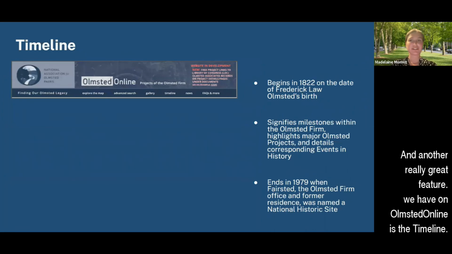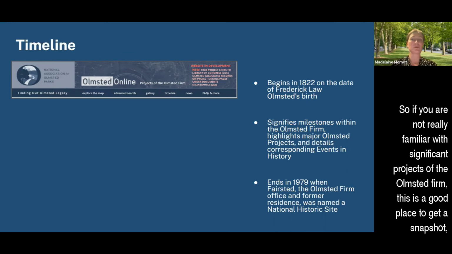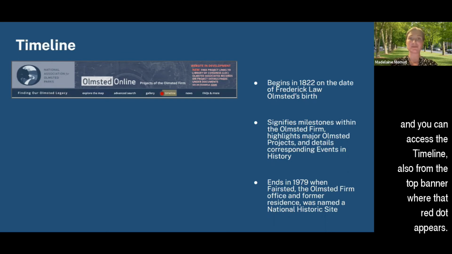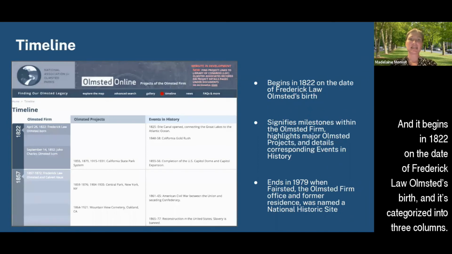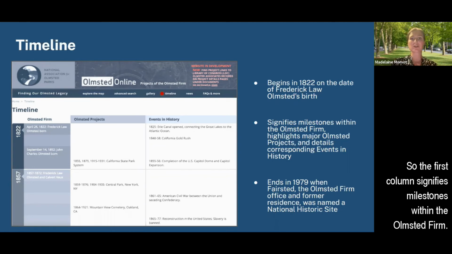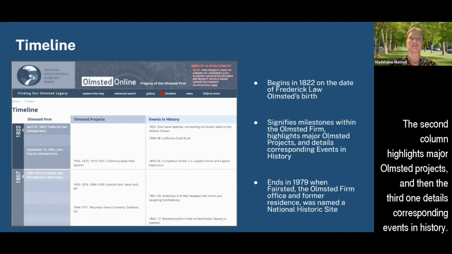And another really great feature we have on Olmsted Online is the timeline. So if you are not really familiar with significant projects of the Olmsted firm, this is a good place to get a snapshot. You can access the timeline also from the top banner where that red dot appears. And it begins in 1822 on the date of Frederick Law Olmsted's birth, and it's categorized into 3 columns. So the first column signifies milestones within the Olmsted firm. The second column highlights major Olmsted projects. And then the third one details corresponding events in history.